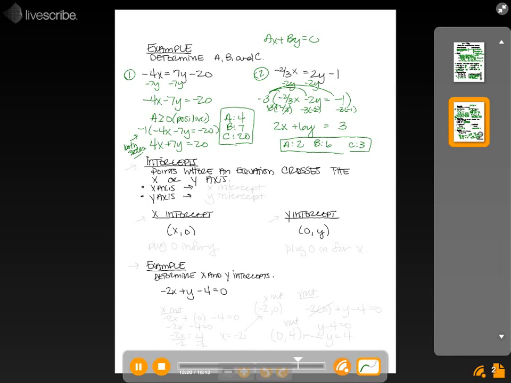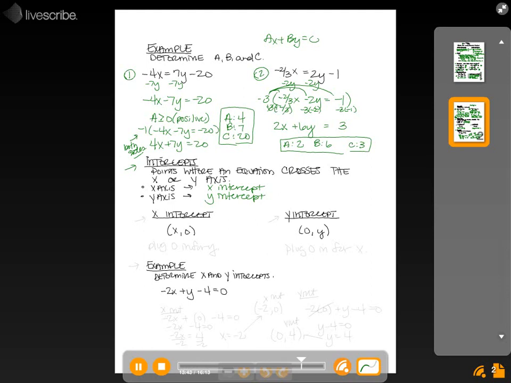All right? The last thing we're going to talk about is intercepts, and we're going to go through this pretty quick because it's something you should already know. Intercepts are the points where an equation crosses the x or the y axis. If it crosses the x-axis, it's an x-intercept. If it crosses the y-axis, you guessed it, it's a y-intercept.